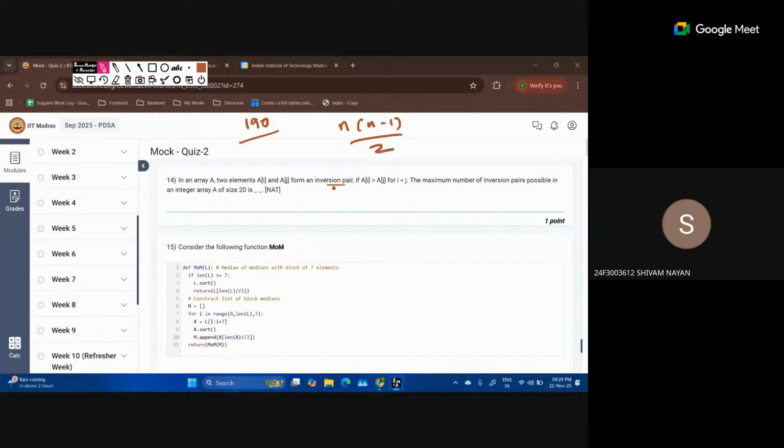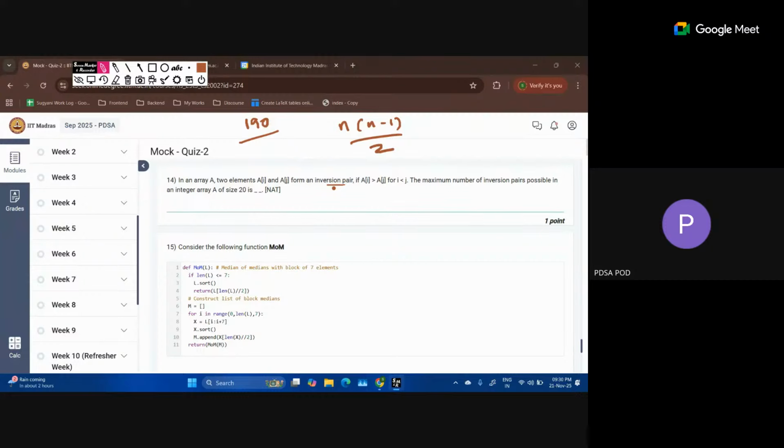Yes, ma'am. So the inversions for 5 is 4, for 4 is 3, for 3 is 2, and for 2 is 1. So if we count the number of elements, then it will come to 10, ma'am. So it is 5 into 4 by 2. So that's why I found the formula n into n minus 1 by 2. Yes, you're right. That is actually the solution.